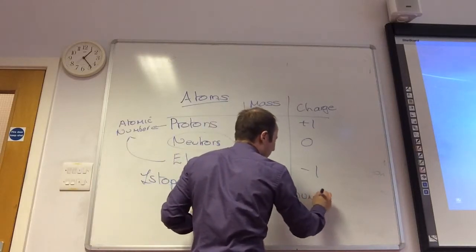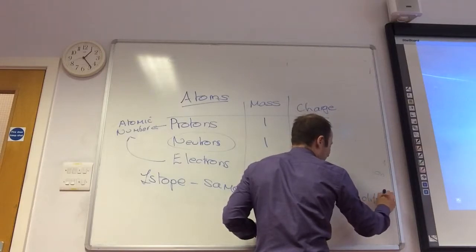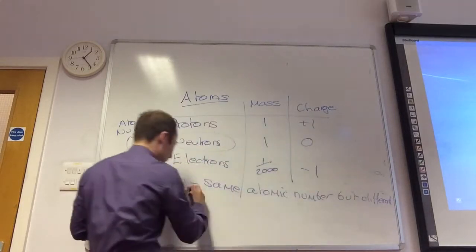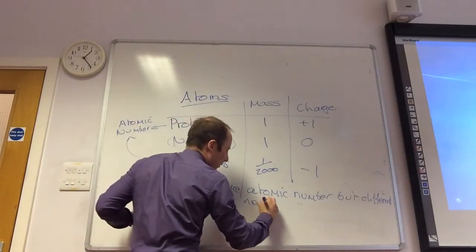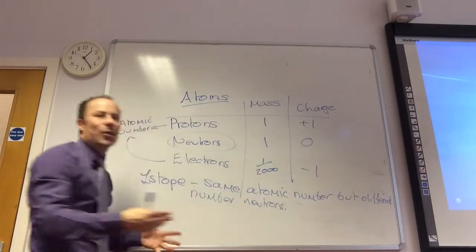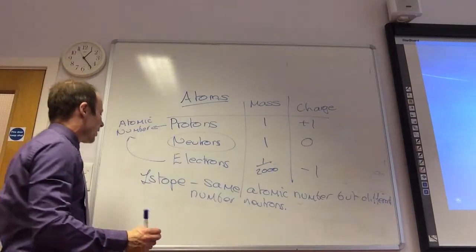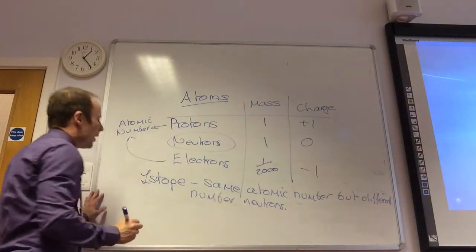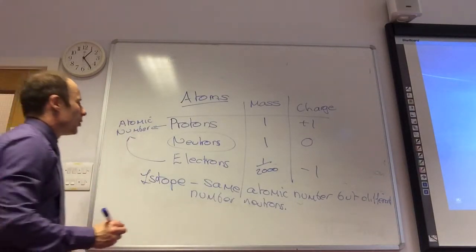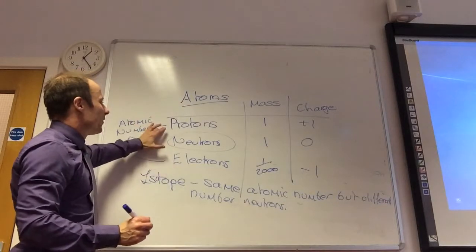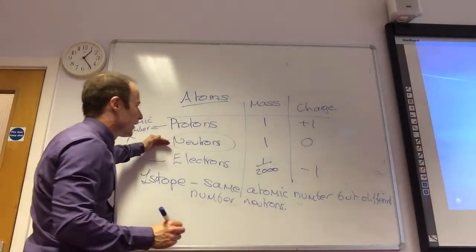Same atomic number, but different number of neutrons. Again, a very common question that comes up in that first part of the paper. What are isotopes, or how do I spell isotopes? What's an isotope? Same atomic number, but different number of neutrons. These two you can find out from your periodic table. That you can't find out from your periodic table.